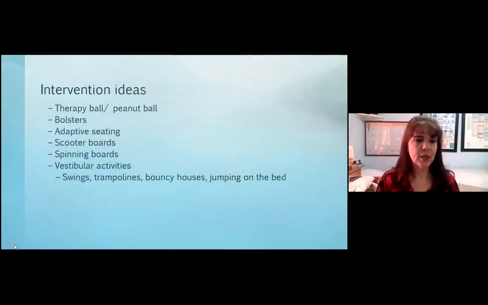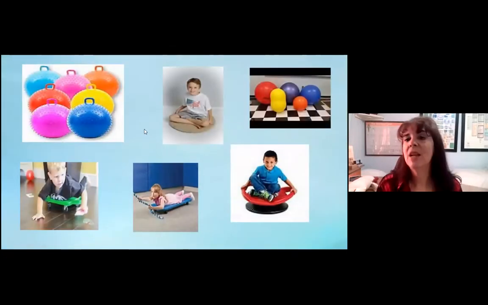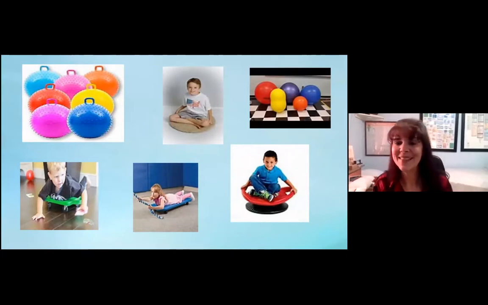Okay, so we're going to look at some pictures of some different ideas of things that you can do in your home. Most of these things are pretty inexpensive. They're not paid for by any funding source other than you or your grandparents or your friends. These make great Christmas gifts and things like that.